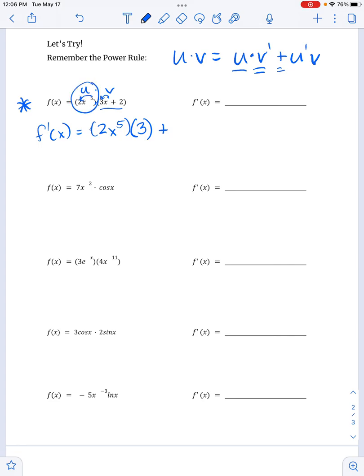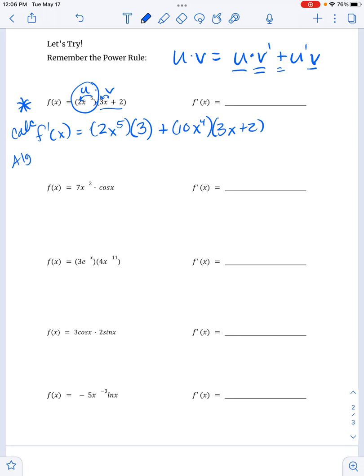So the derivative of this, using the power rule, is going to be 5 times that 2 in front, so that becomes a 10, and then the power decreases by 1. And then that gets multiplied by v as it appeared in the original problem, so 3x plus 2, keeping in mind that v is simply the second part. So that's the only part that's actually calc.